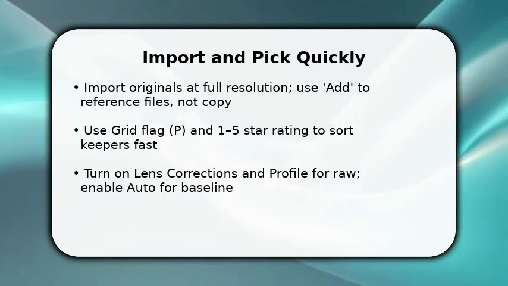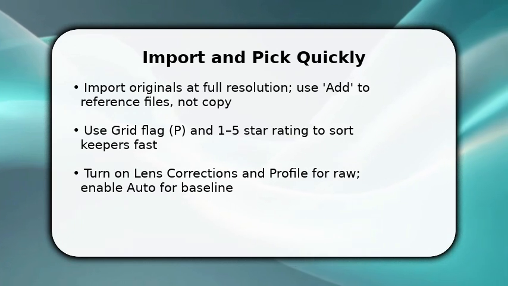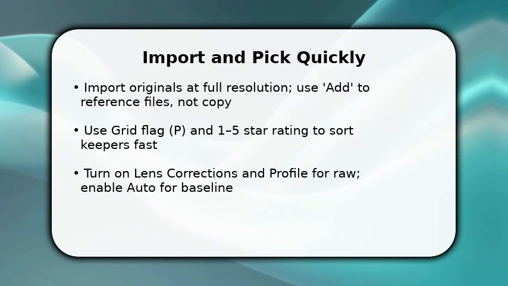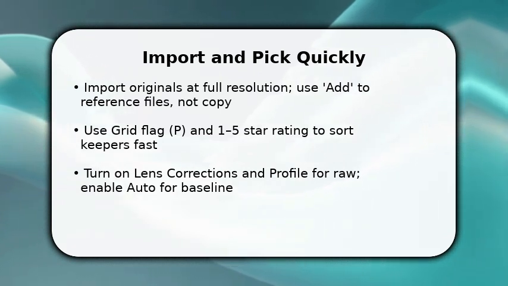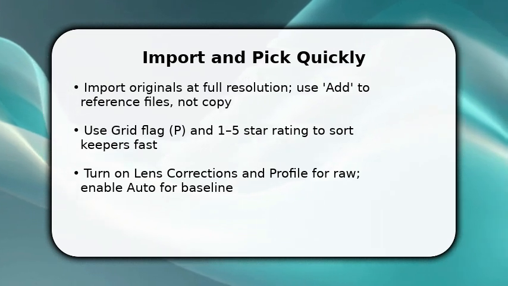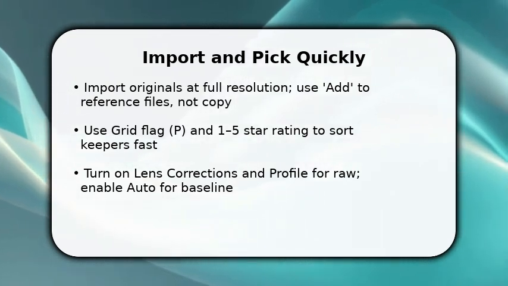You start by importing and making fast selections. Import RAWs at full resolution and choose Add to Reference files. This keeps your catalog lean. Next, skim in grid view and flag or rate images. Use P for pick, 1-5 stars to prioritize.